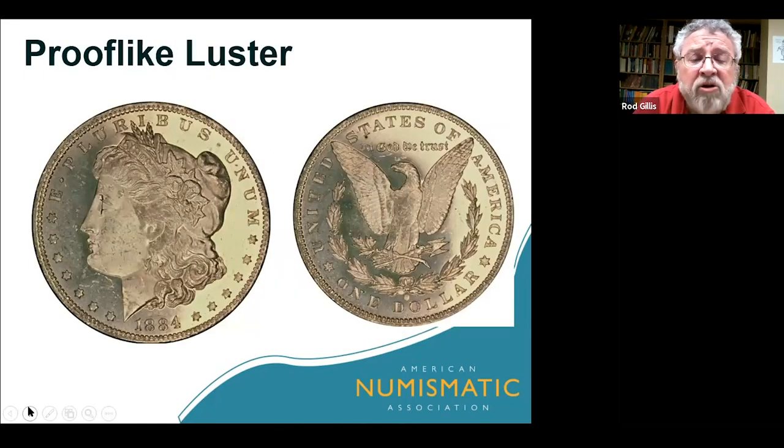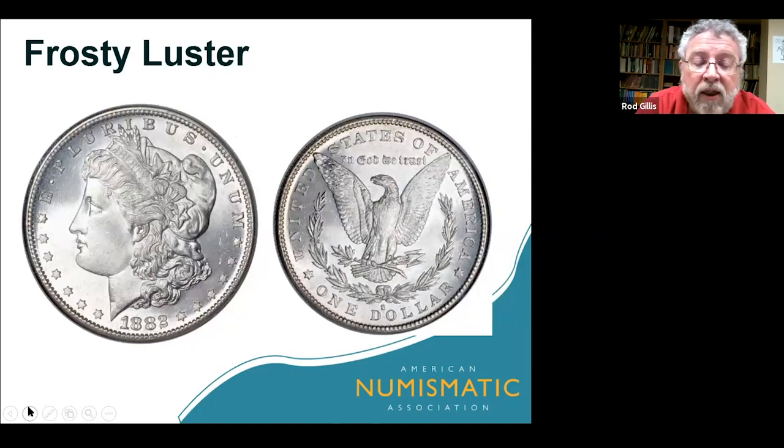Okay, so here's an example of what a proof-like Morgan dollar would look like. And you can see, hopefully, the reflectivity in the field, especially on the obverse and the right-hand side. So what this is showing us is a coin that was minted very, very young in the die process. Here's a frosty luster. So the die is beginning to wear a little bit. It has no effect yet on the devices, but in terms of the luster, it's still a very lustrous coin. You can sort of see on the obverse the cartwheel effect, but it's not that proof-like reflectivity that we saw initially.